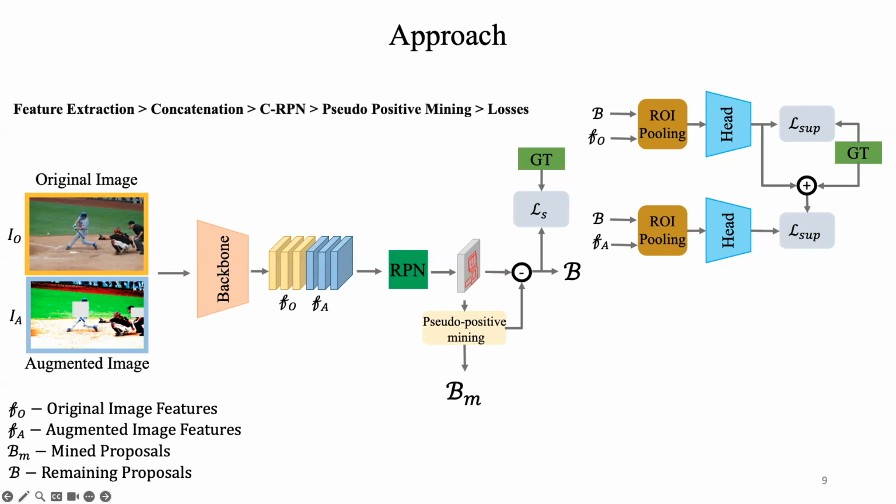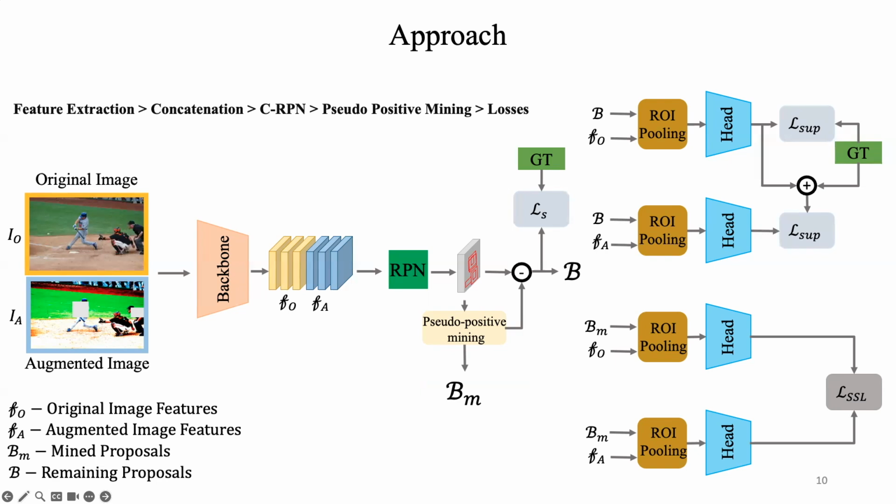We then use the boxes B along with FA to extract the final predictions for the augmented features. We use the predictions from the original features, append them to the ground truth, and apply a supervised loss for the augmented feature predictions. For BM, we extract the detection head features of the original and augmented features for the corresponding regions and apply a self-supervised loss. Since we don't have a class label for these masked boxes, we use MSE loss as the self-supervised loss.